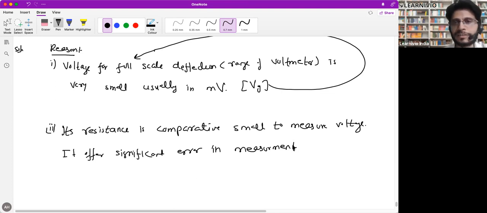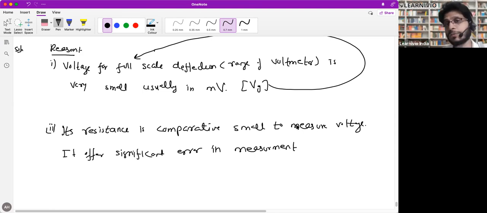So you can find these types of questions like, why don't we use a galvanometer to measure voltage? Four options A, B, C, D. So why don't we use it? We don't use it because of these two reasons.